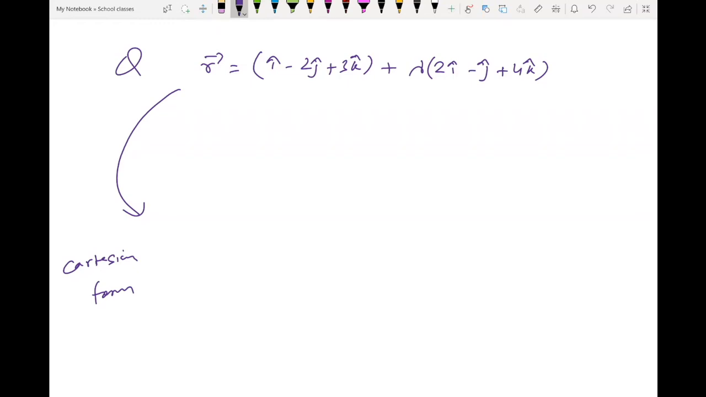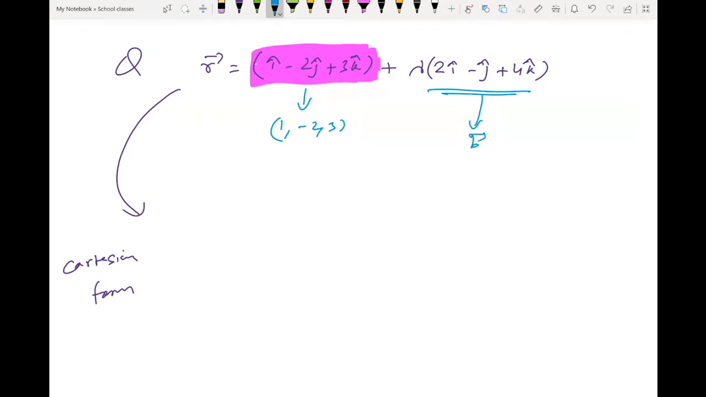Very simple. From here you can see what x1, y1, z1 are. Beta, this is the position vector of the point. That means what is the point? 1, minus 2, 3. So this is the point. And this is nothing but the b vector. So you have got both the things. So you just need to write the Cartesian form. What will be that? x minus x1. What is x1 here?